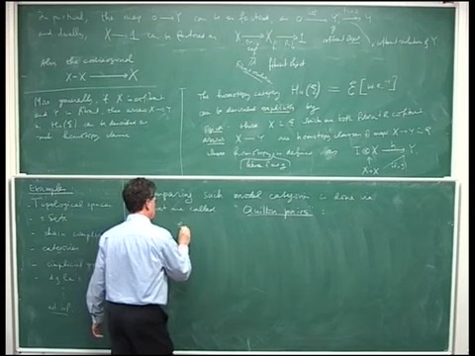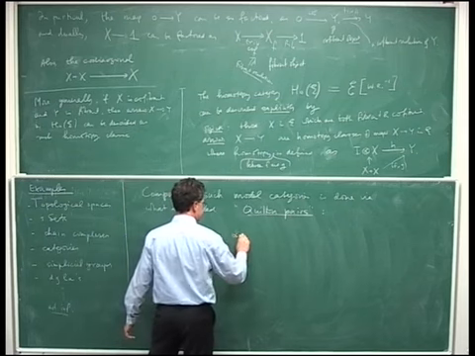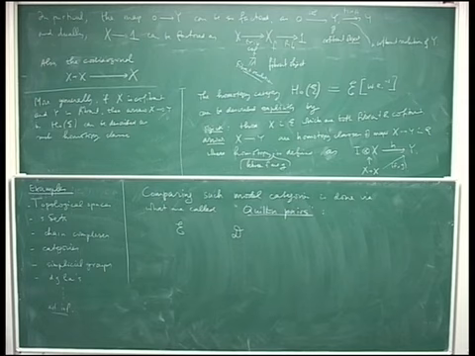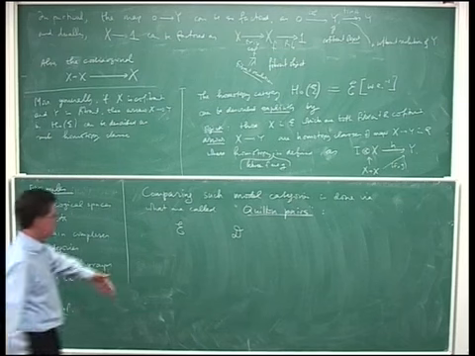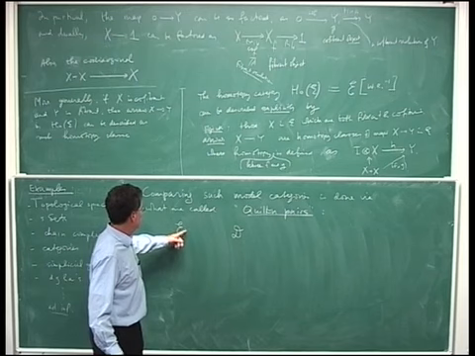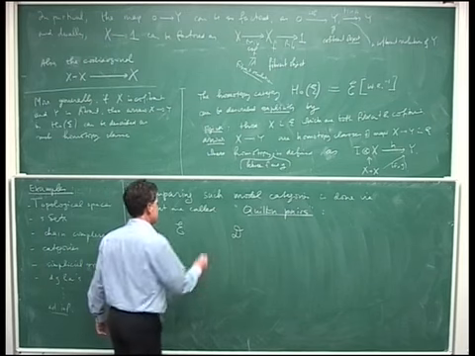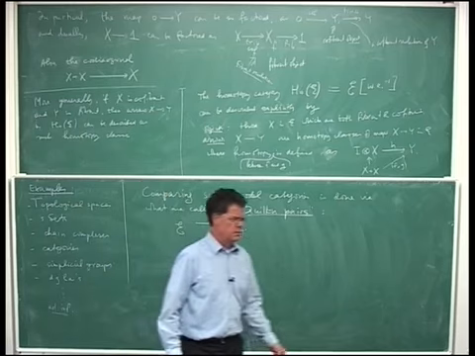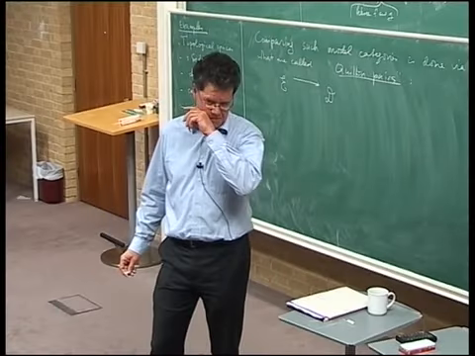So if you have two model categories, E and D, so these are categories each equipped with 3 classes of maps satisfying the axioms, but I'm just writing E and D, although I should have written maybe E and these 3 classes. Just a question. Yes? Weak equivalence, is it automatically a fibration and cofibration? No. No. No.